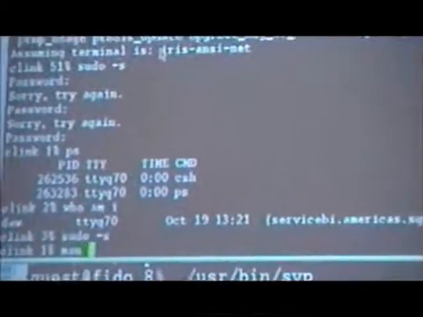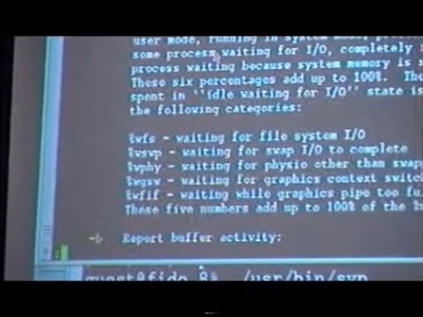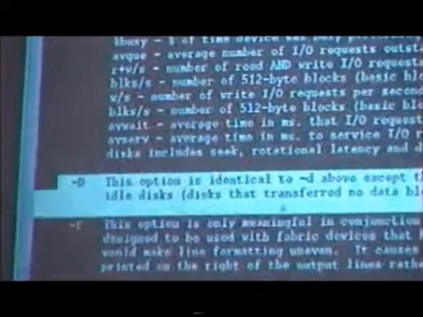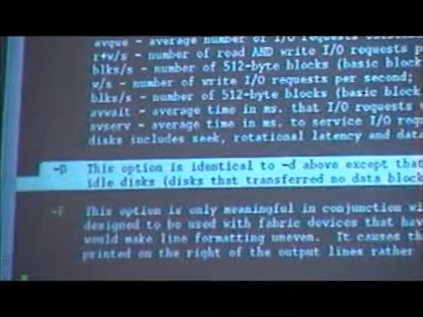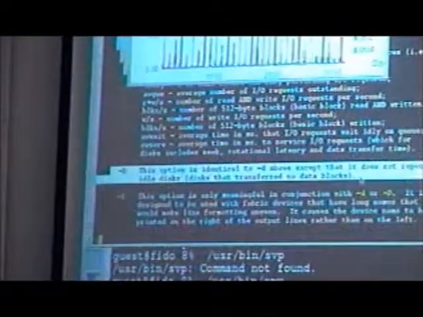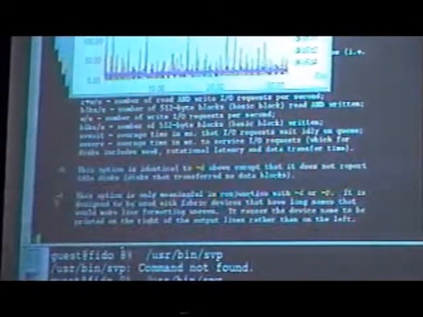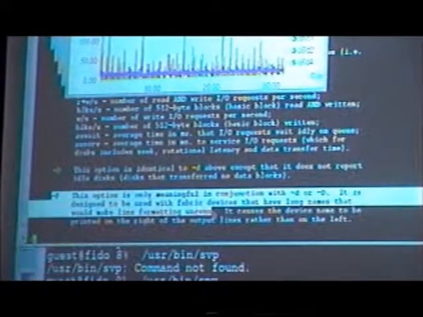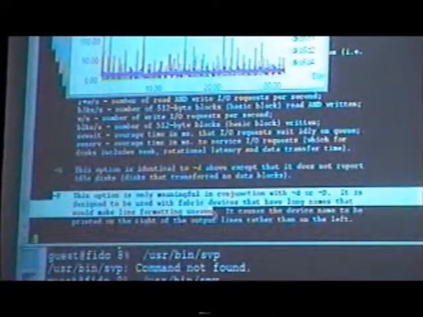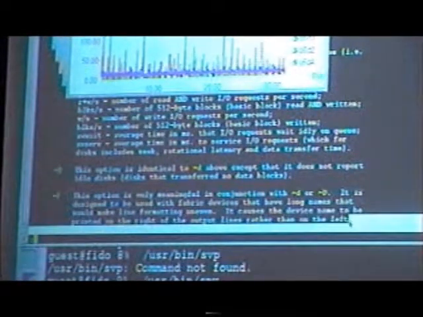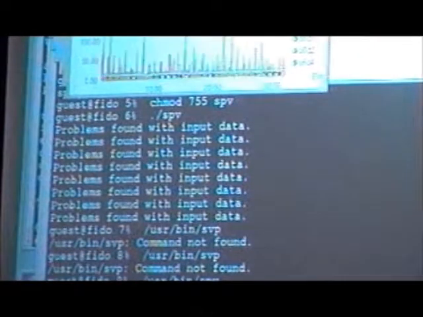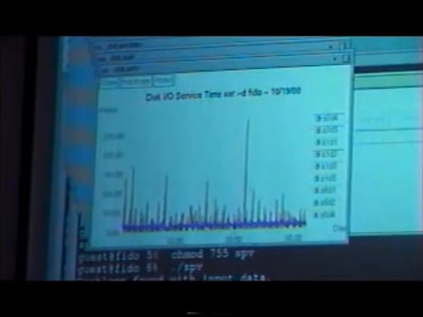By the way, that's something to consider. With SAR, there's a new option, capital D, capital F. Capital D says ignore the idle disks. And a capital F puts the fabric device, fiber channel type device names that have long names, over on the right. So it causes the device name to be printed on the right rather than on the left. I've been thinking about switching over to that to resolve some of these long name problems I've been having.